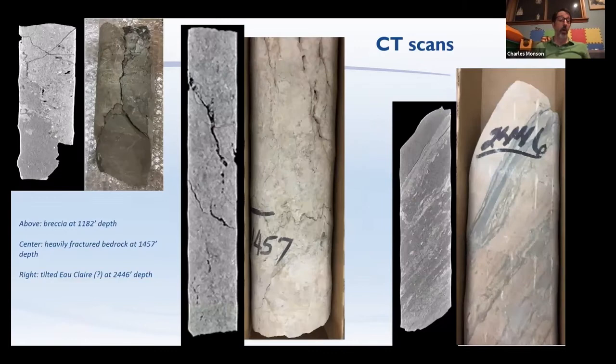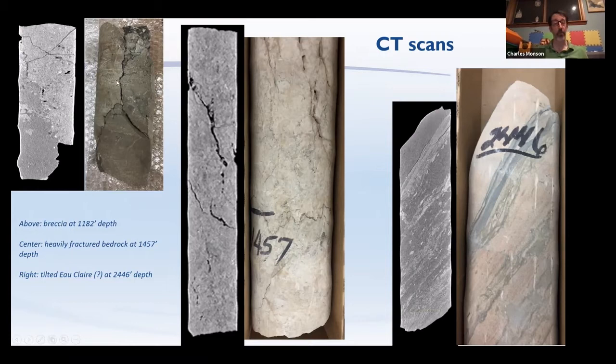Something else I've been working on, but it's not very far along. I was able to send some of the Glasford core to the National Energy Technology Laboratory, and they CT scanned it for me. There's a lot I can do with this potentially. It's only just getting started, so all I can do right now is show you pretty pictures. It also came with XRF data, which basically means they mapped out the elemental concentrations and distributions within the core while they were at it.